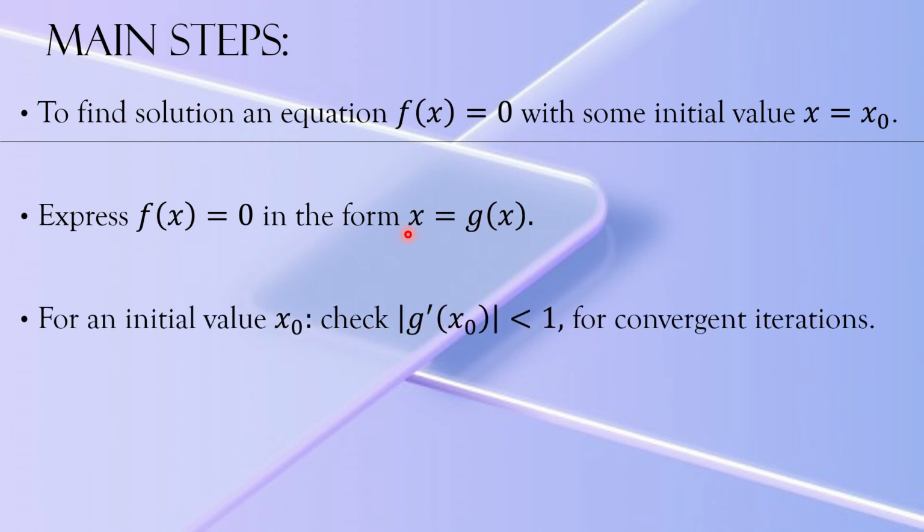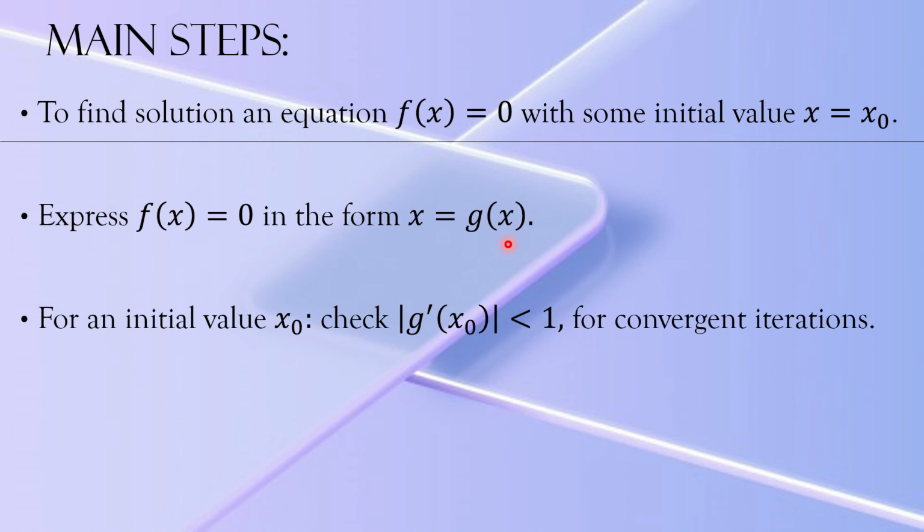And then we would check whether these iterations, after setting the iterations, are converging or not. So for that purpose, the condition is that for the initial value of x naught, we would be checking whether the absolute value of g dash x naught is less than 1. If this is less than 1 for a certain representation, because you can have different types of representation for one equation f of x equal to 0, that's x equal to g of x.